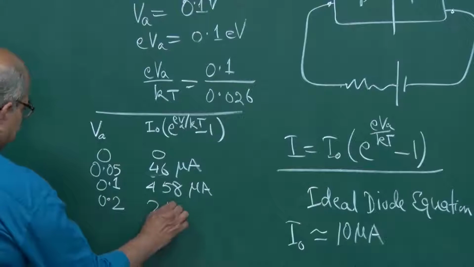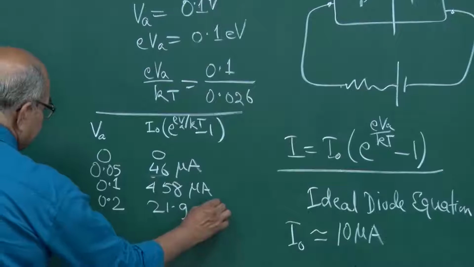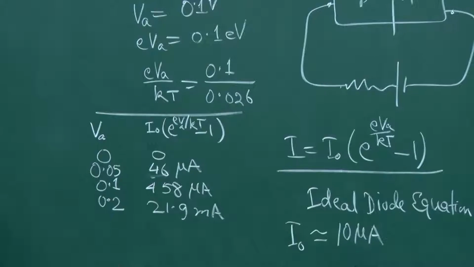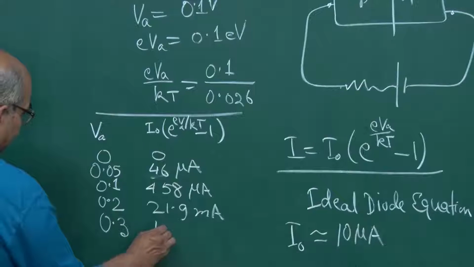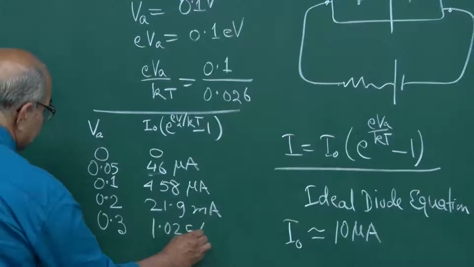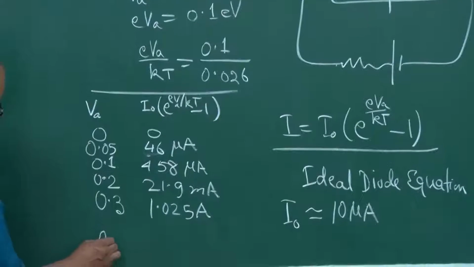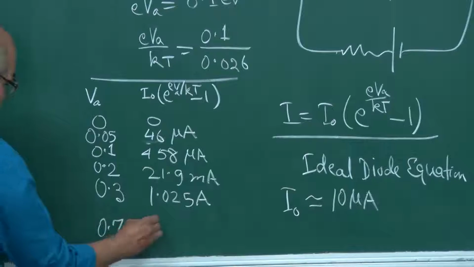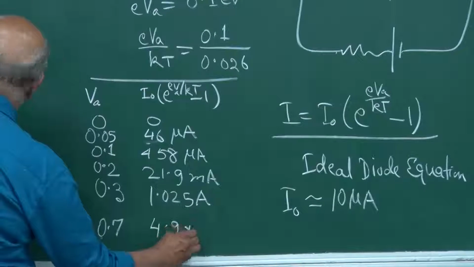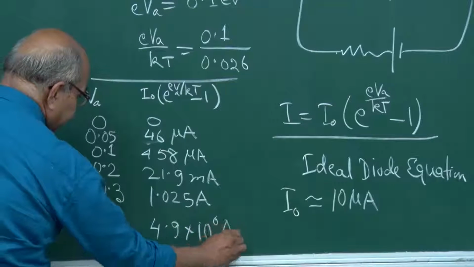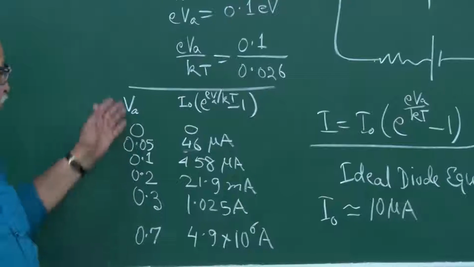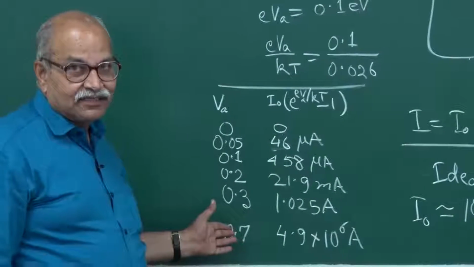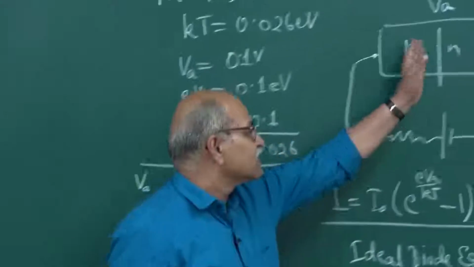And if you take 0.2, applied voltage is 0.2, this is 21.9 milliamperes. And if you take 0.3, this number is 1.025 amperes. And if you take this as 0.7, then you have 4.9 into 10 power 6 ampere. So, this gives you a kind of feel that you cannot apply large voltages here.